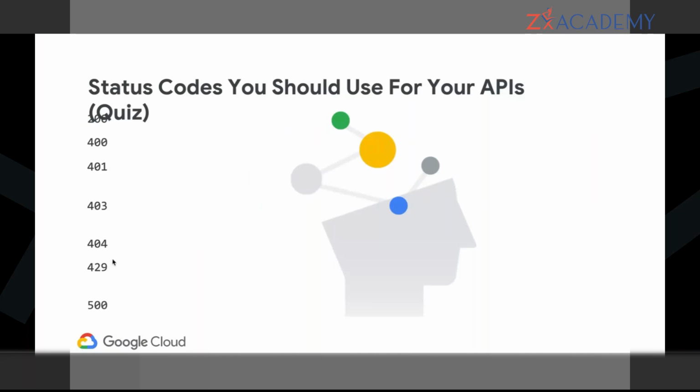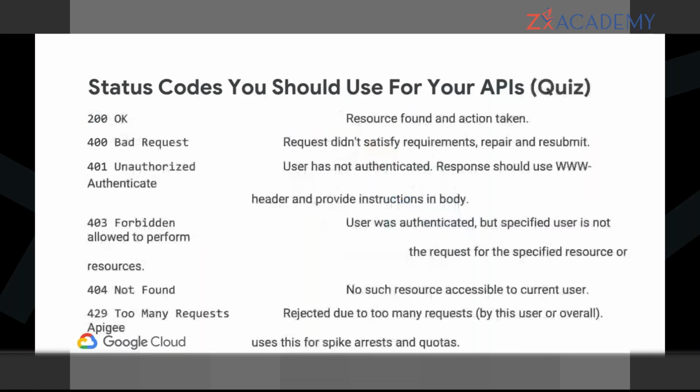404 is not found, resource not found. If the resource that you are trying to access doesn't exist, we provide 404. 429 is for too many requests. Going back to 404 not found, it means the resource doesn't exist, as I said, or it is not accessible for the current user. If the resource doesn't exist, you simply send 404 not found.